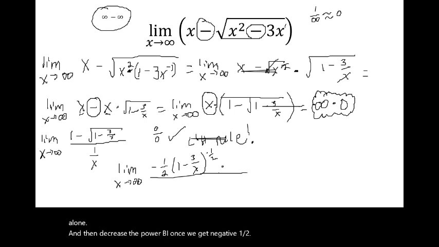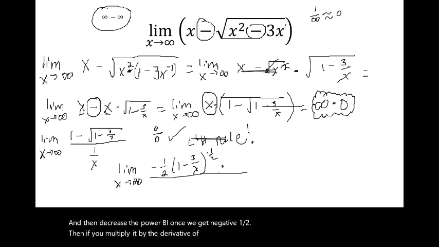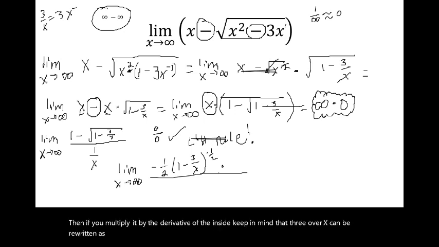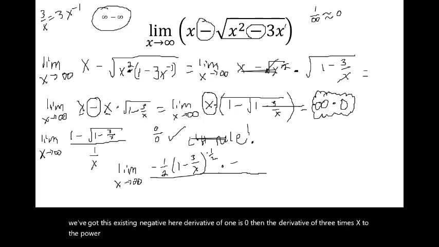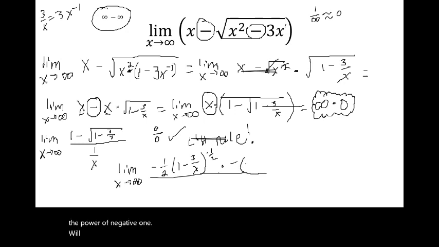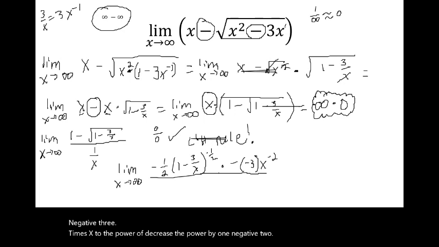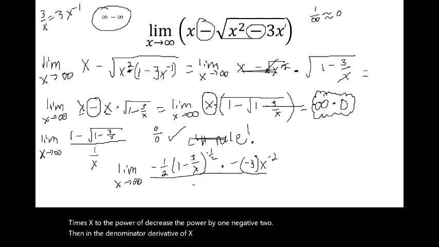Then you multiply it by the derivative of the inside. Keep in mind that 3 over x can be rewritten as 3x to the power of negative 1, which would allow you to use the power rule. So we've got this existing negative here, and the derivative of 1 is 0. Then the derivative of 3 times x to the power of negative 1 will be negative 3 times x to the power of, decrease the power by 1, negative 2. Then in the denominator, the derivative of x to the power of negative 1 is going to be negative x to the power of negative 2.